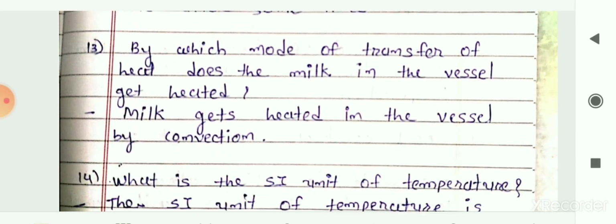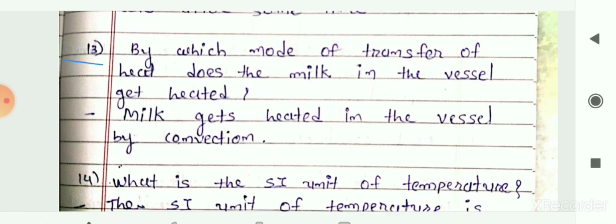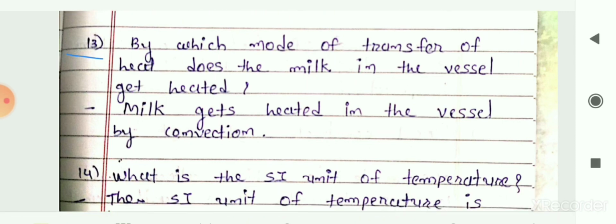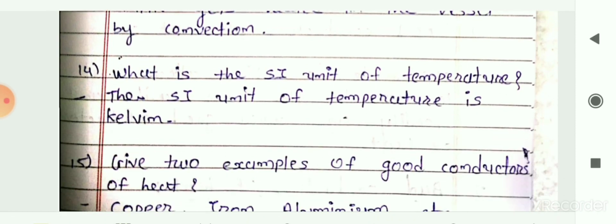13 number question, by which mode of transfer of heat does milk in the vessel get heated? So milk gets heated in the vessel by convection. The liquid or the milk gets heat from the vessel by the process of convection. So this is how milk gets heated in the vessel.